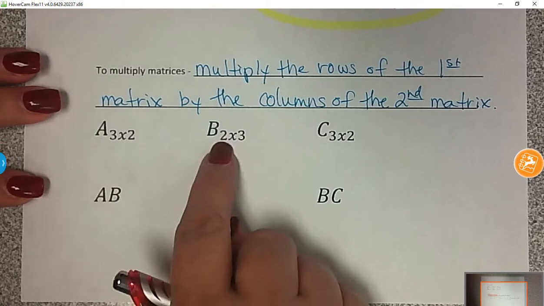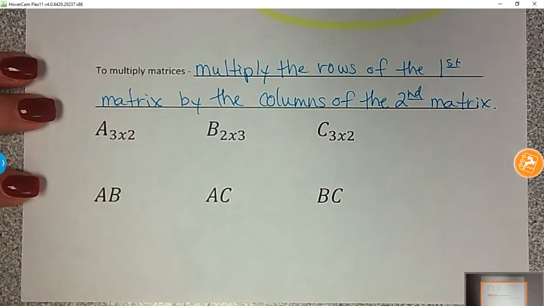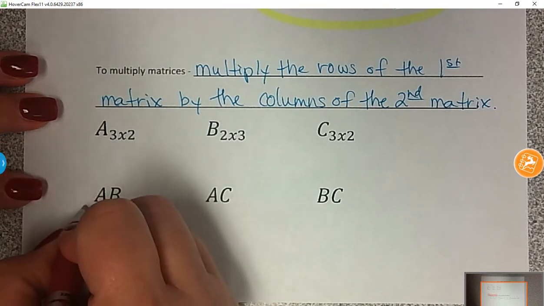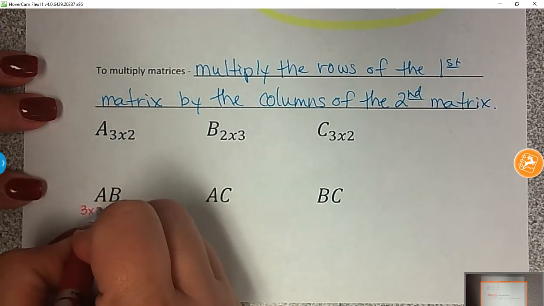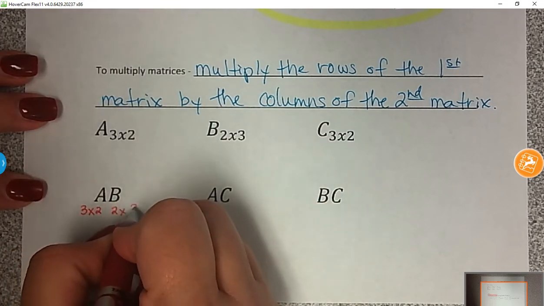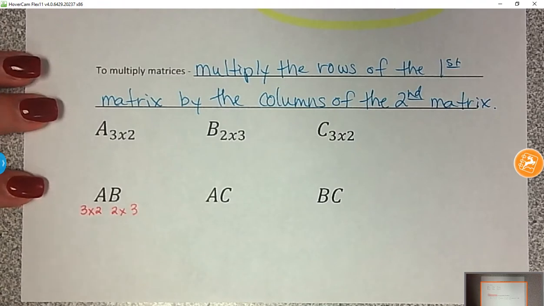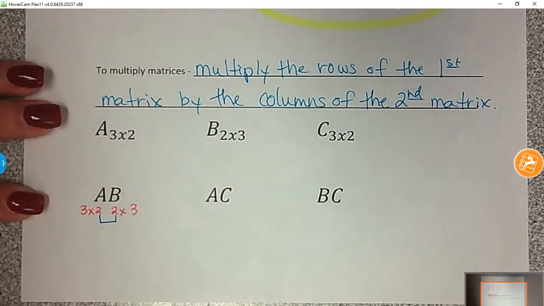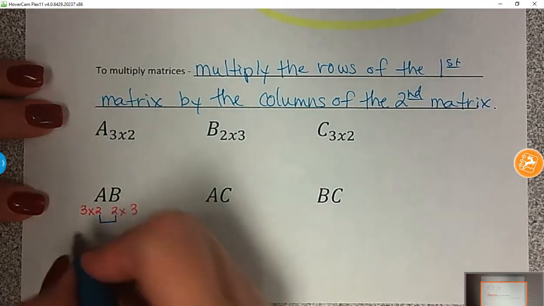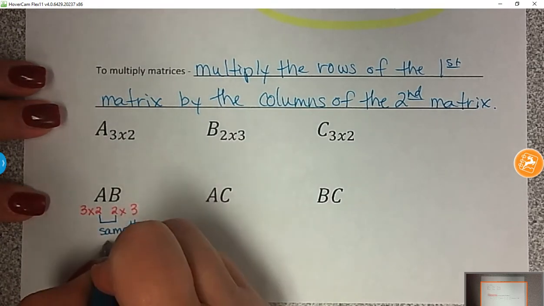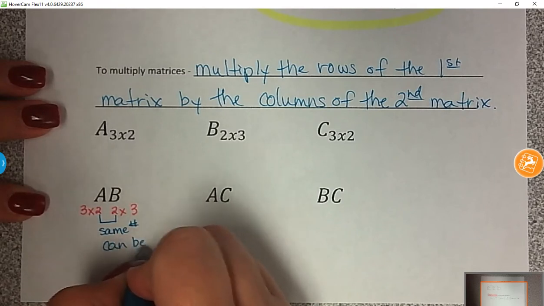So here, I've given you the dimensions of three different matrices, A, B, and C. And then I want to know, can we multiply A times B? Well, A is a 3 by 2. I'm just going to write it underneath. B is a 2 by 3. They are not the same size. However, these can be multiplied, because what I want to do is look at these numbers that are right here next to each other. They are the same number. That means they can be multiplied.